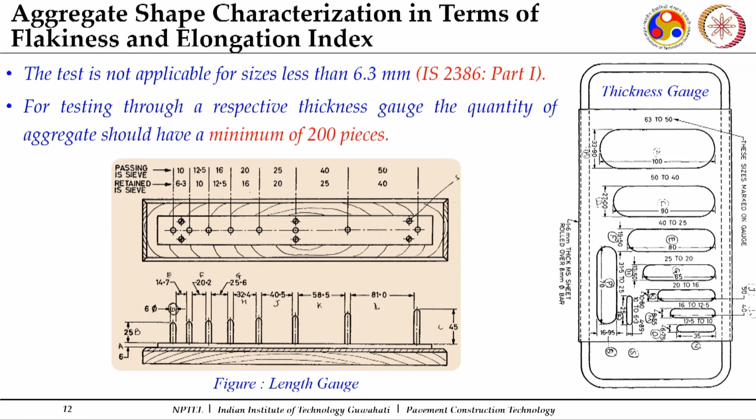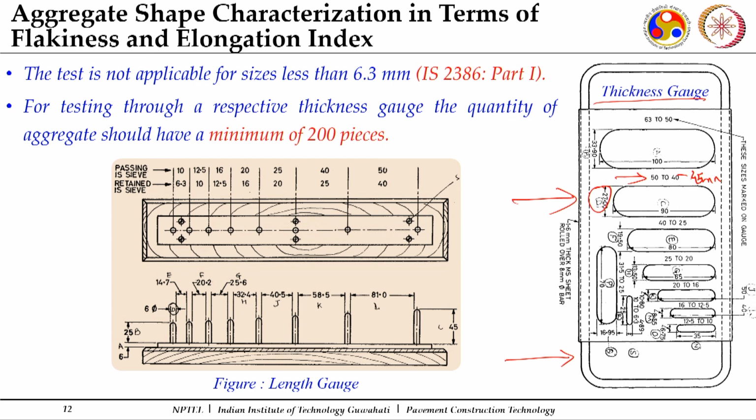Now, how is it determined? In the laboratory, we have these two gauges. One is your thickness gauge, which is for flaky particles. As I mentioned, if I have an aggregate which is passing 50 mm and retained on 40 mm, this is the range of my aggregate particle, so the mean dimension will be 45 mm, and 0.6 of this mean dimension is 27. So, any aggregate particle, if it passes through this particular slot, will be called a flaky particle.